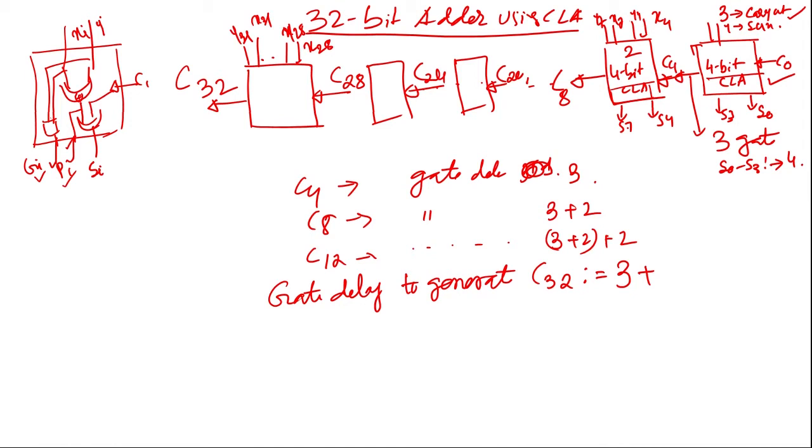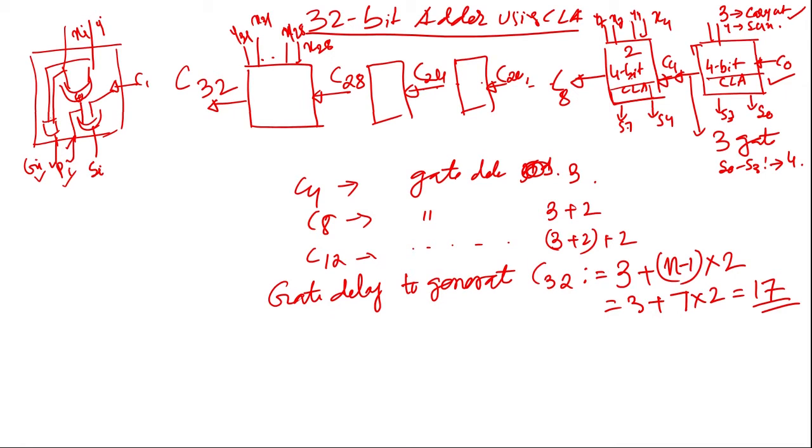plus, how many blocks you will have, this is 4, this is 4, this is 4. So, all will be 8, right. So, 1 is gone. Then it will be n minus 1 into 2. So, this is 3 plus this will be 7 into 2. So, it will take 17 gate delay to generate C30, it will take 17 gate delay.